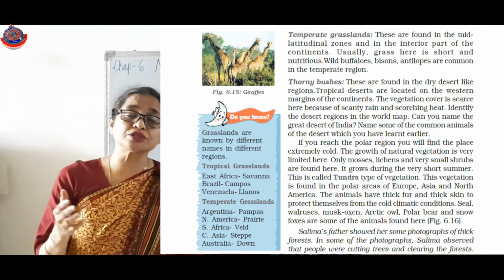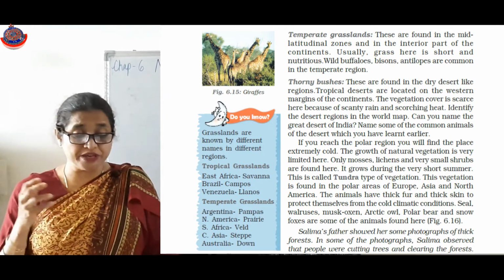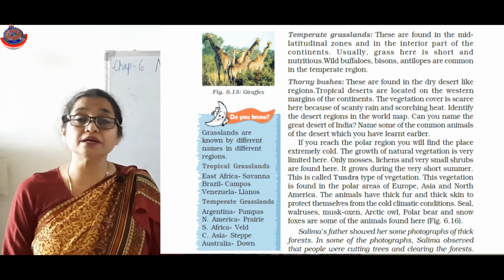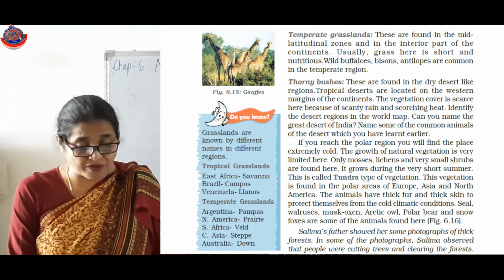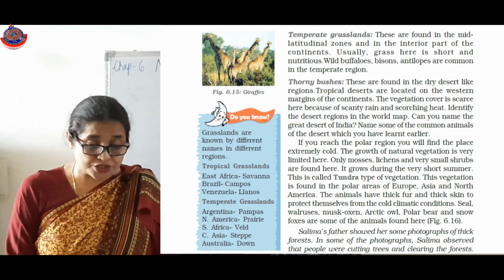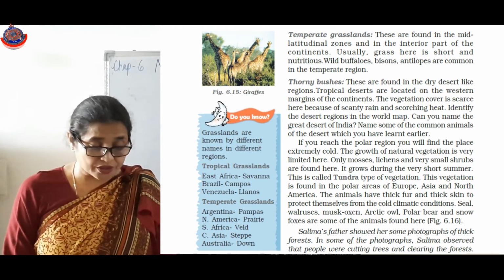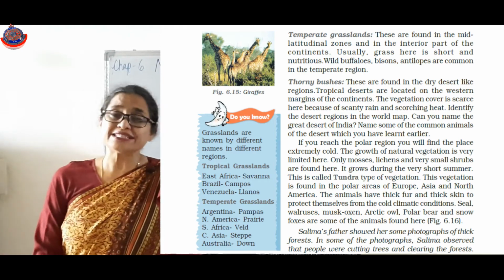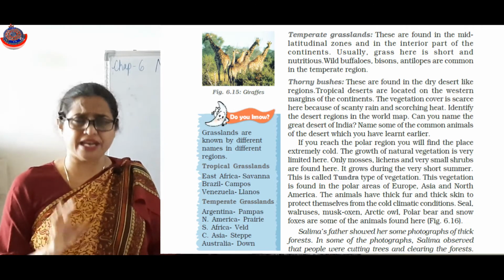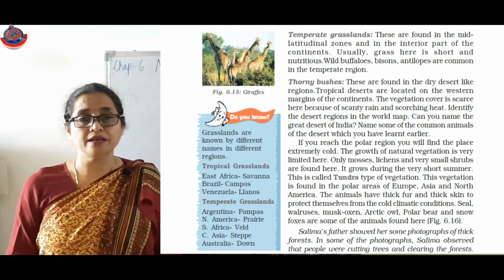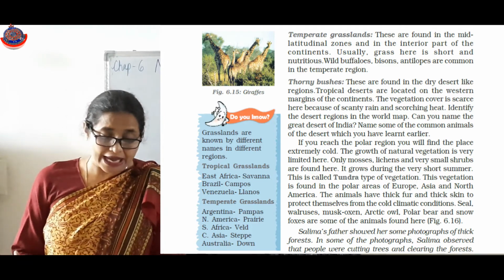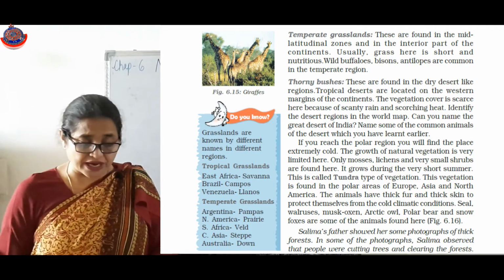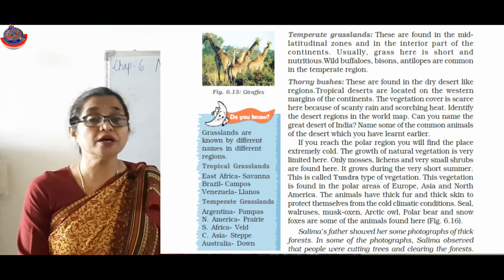Now you remember I had talked about the shrubs, or you may say the thorny bushes. Now we are going to take up those which are found in the desert region. The tropical deserts are located on the western margins of the continents. The vegetation cover is scarce. Scarce meaning very less. Why? Because of scanty rain, because of very little rainfall and the scorching heat. Now you are going to identify the desert regions on the world map.